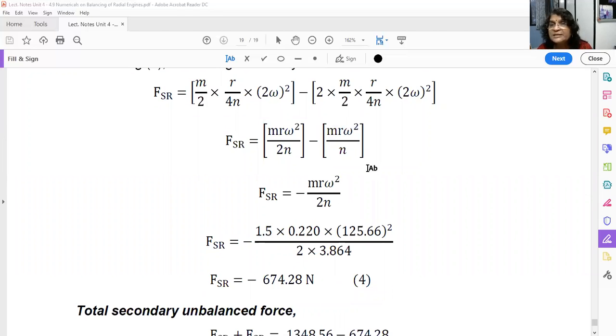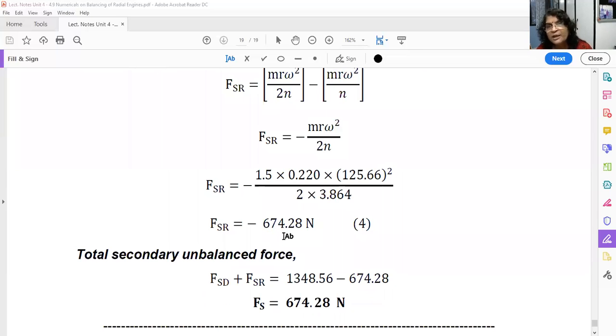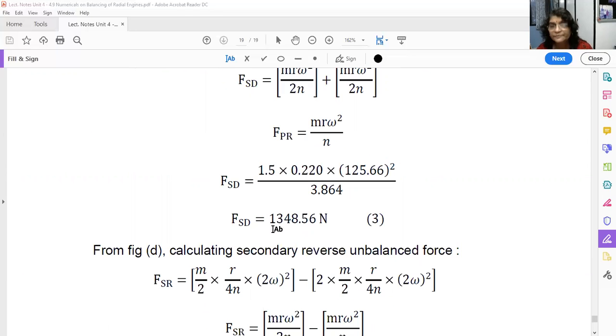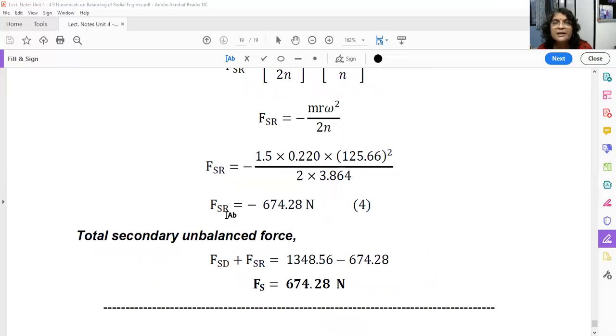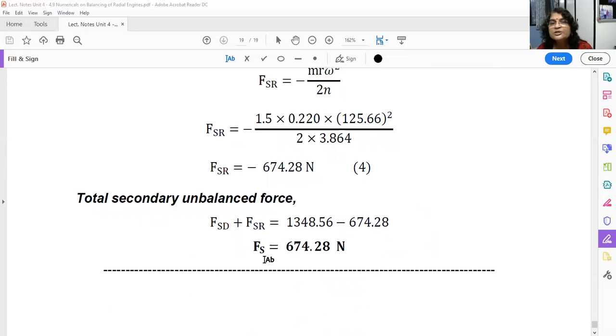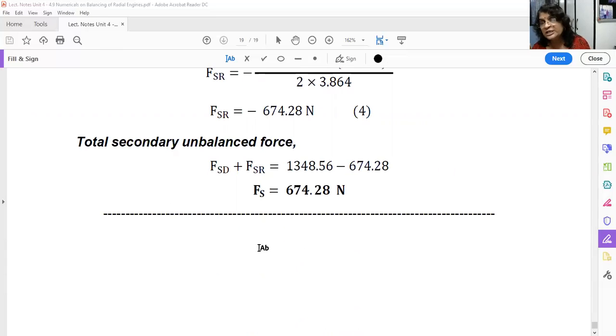Okay, minus means it is acting downward, because positive direction we have considered upward, but it is coming minus, so your total unbalanced force is acting downward direction. So putting the value of m, r, omega and n, we will be getting minus 674.28. Okay, so what is direct secondary force? 1348.56, which is upward. And what is direct reverse secondary force? Minus 674.28. So this minus this is total secondary unbalanced force, that is 674.28. Okay, so I hope you understood this problem.